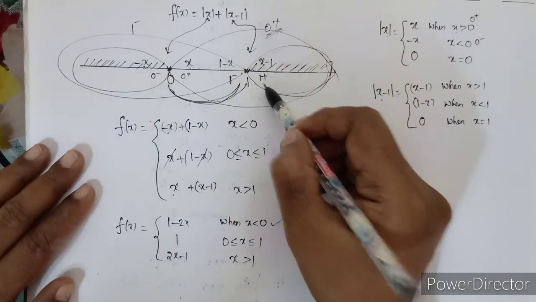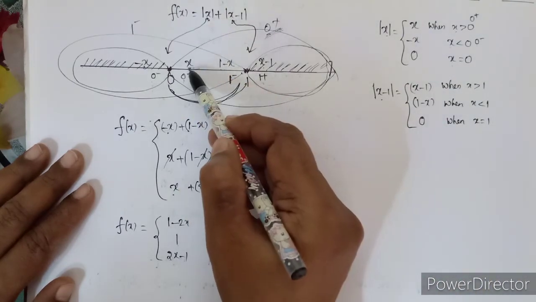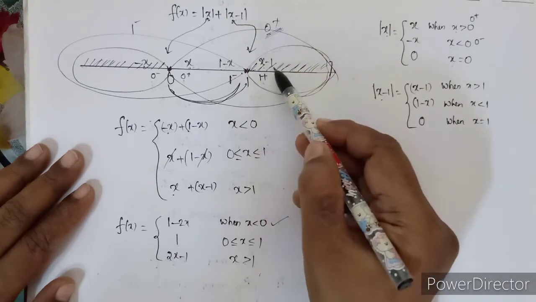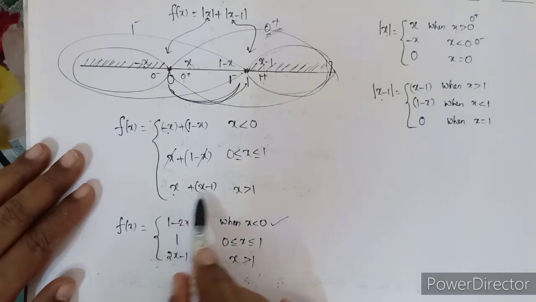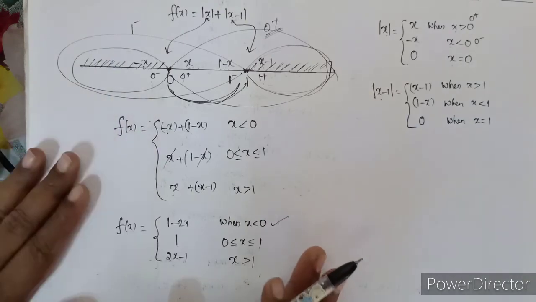They are in the positive neighborhood of 1. So in the positive neighborhood of 0, mod x is equal to plus x. In the positive neighborhood of 1, mod of x minus 1 is equal to x minus 1. So we should add x and x minus 1. On adding these two, we got 2x minus 1. So that is how we have prepared f of x.